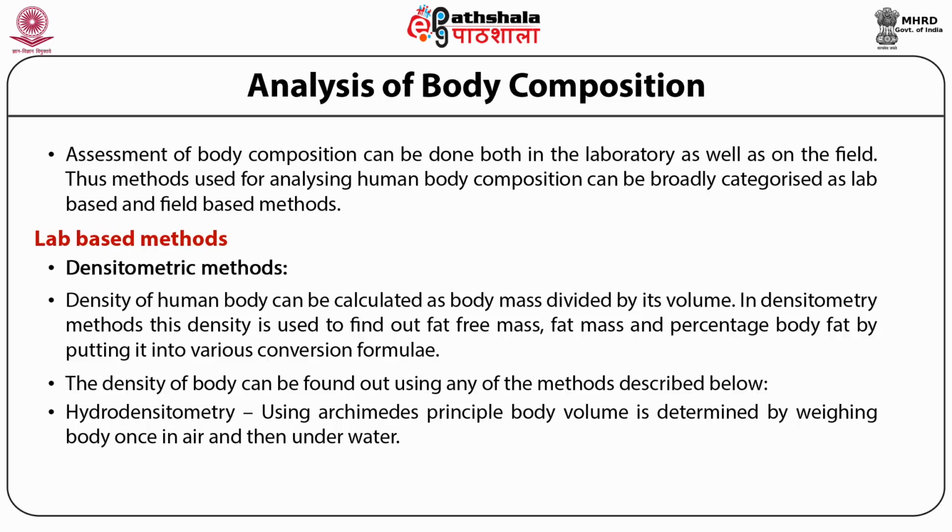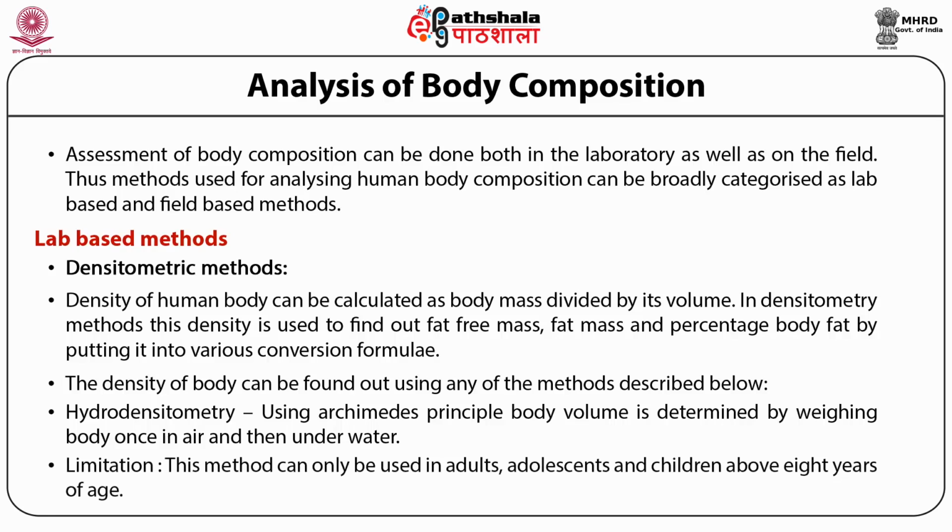In this case, we use Archimedes' principle. Body volume is determined by weighing the body once in air and then underwater. The difference between the two masses is equivalent to the volume of the body. The density is then calculated by dividing mass by volume. Corrections are made for the amount of air present in the lungs and gut. But then this has a limitation also. This method can only be used in adults, adolescents, and children above 8 years of age.